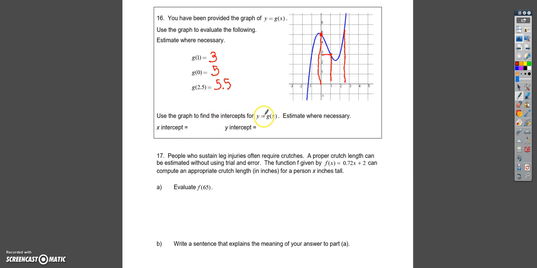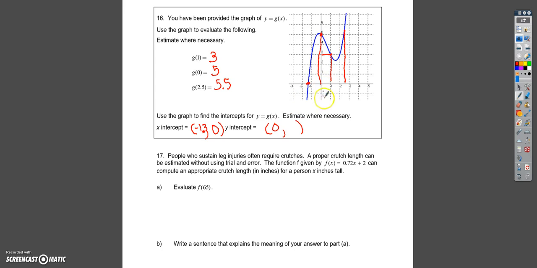Use the graph to find the intercepts. So the x-intercept means the y is 0. Y-intercept means the x is 0. You can have more than one. So let's look at the x-axis. Here's our intercept, and that looks to be about negative 1.3, we'll say. It's a little past 1, not quite to 1.5.